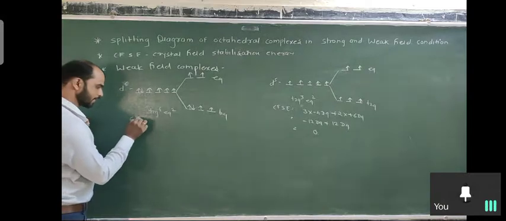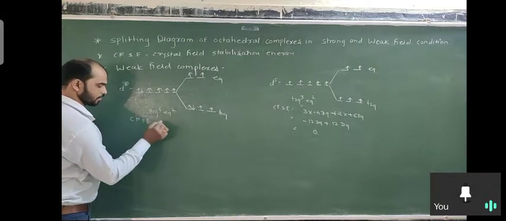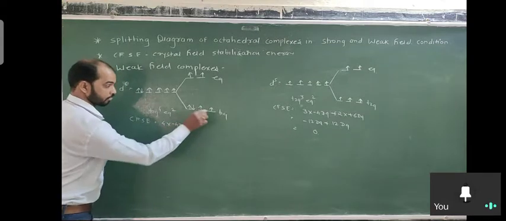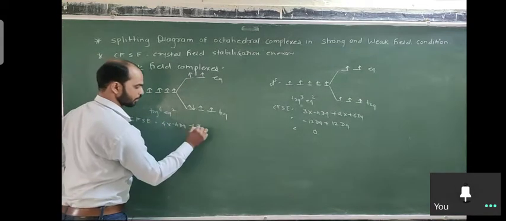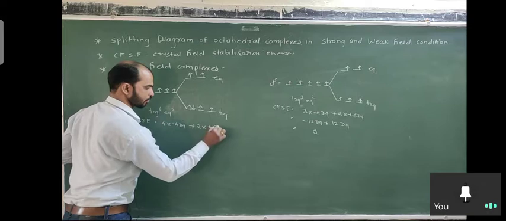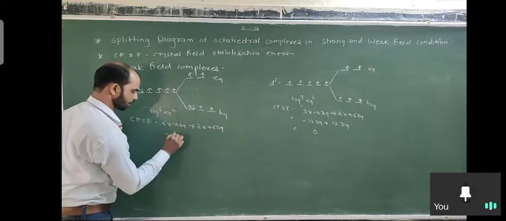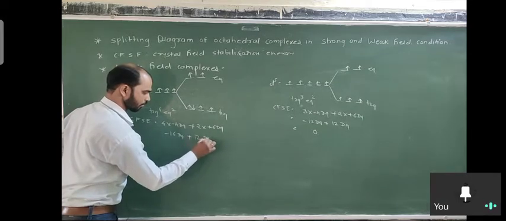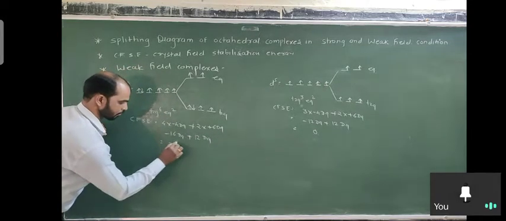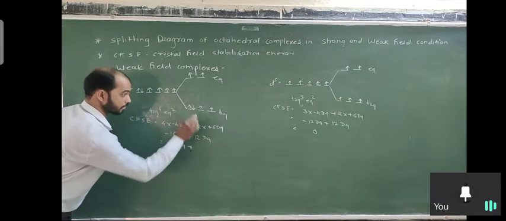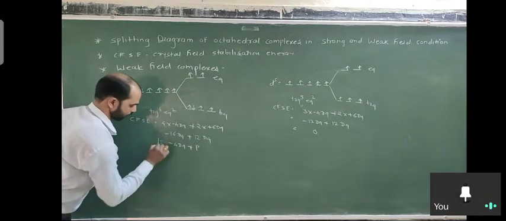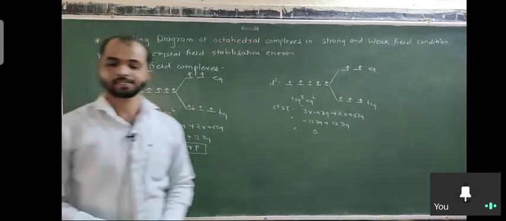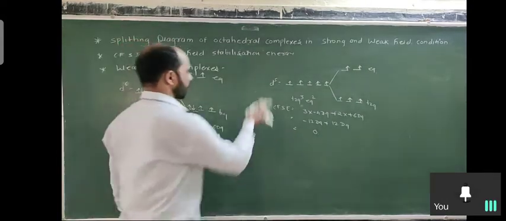So CFSE is 4 into minus 4 Dq plus 2 into plus 6 Dq. So this is minus 16 Dq plus this is 12 Dq. So the answer is minus 4 Dq plus there is one pair, so pairing energy. Again this is the CFSE for D6 system. Next one we calculate D7.